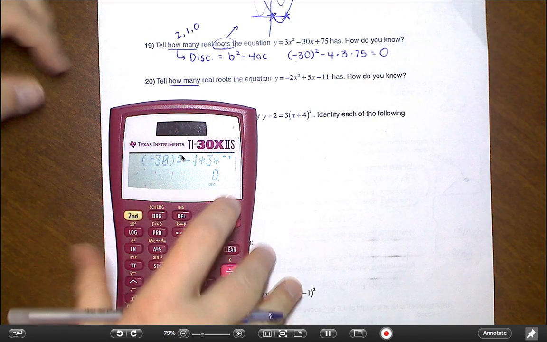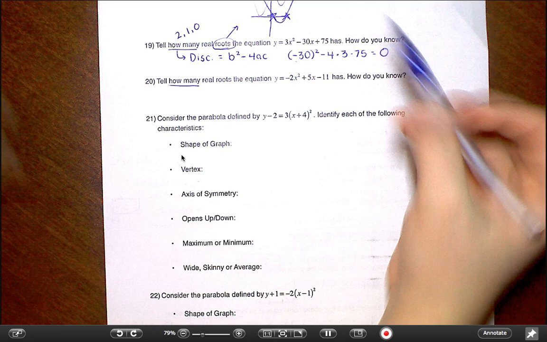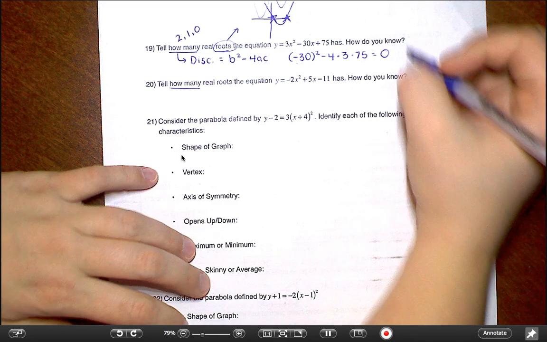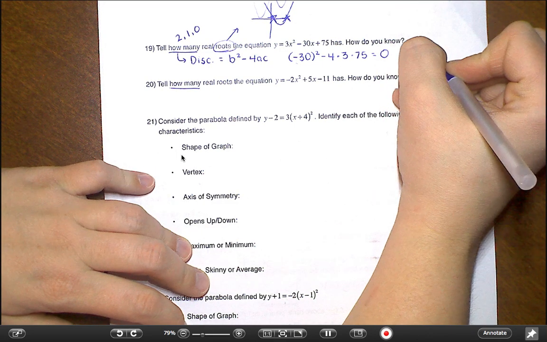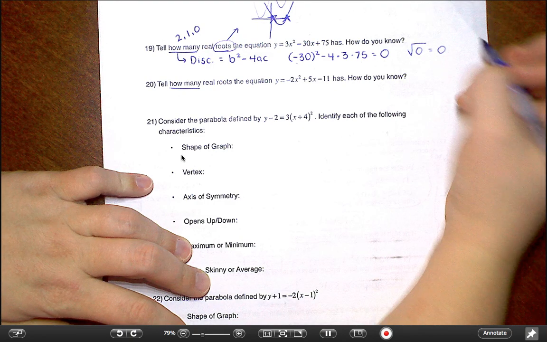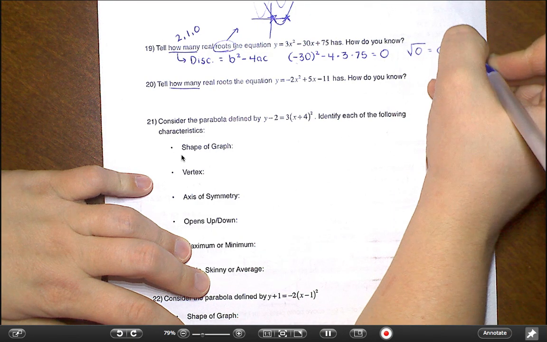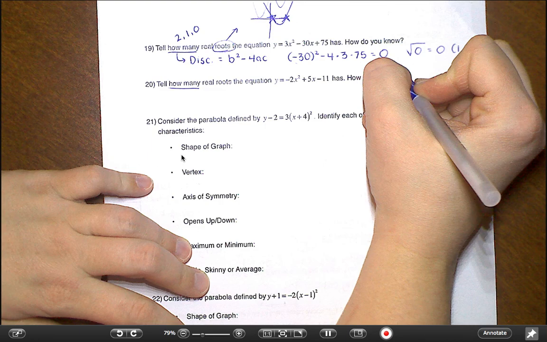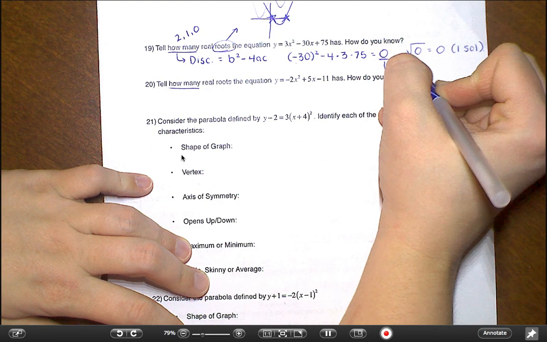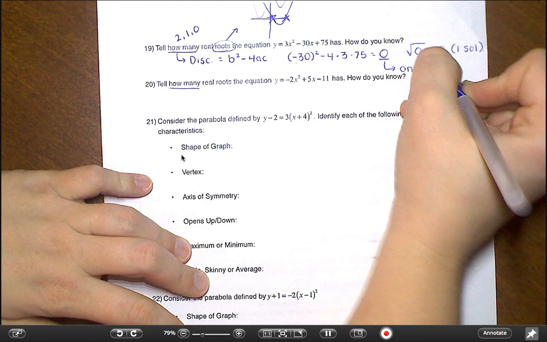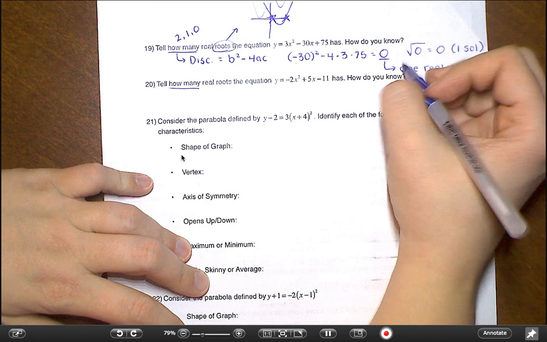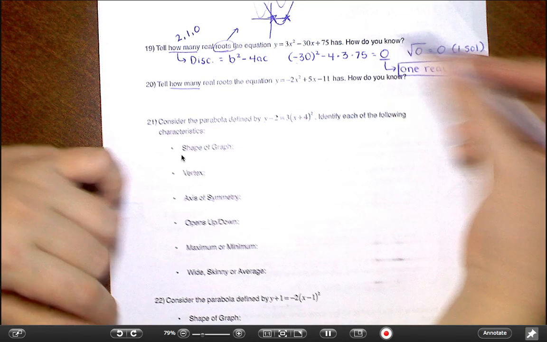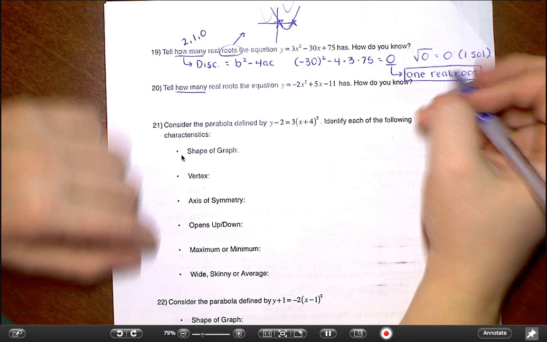A discriminant of 0. Remember, the discriminant is the number that, when you put it back in the quadratic formula, is underneath the square root symbol. And if you take the square root of 0, you only get 0. So that's one solution. If your discriminant comes out to be exactly 0, this means you have one real root. That's all this question was asking. You don't even have to find what the root is. It's one real root, and you know because the discriminant is 0.